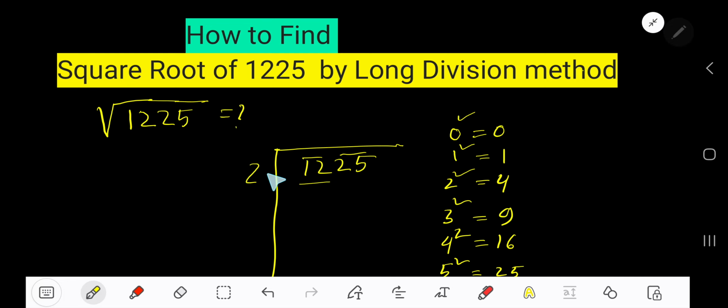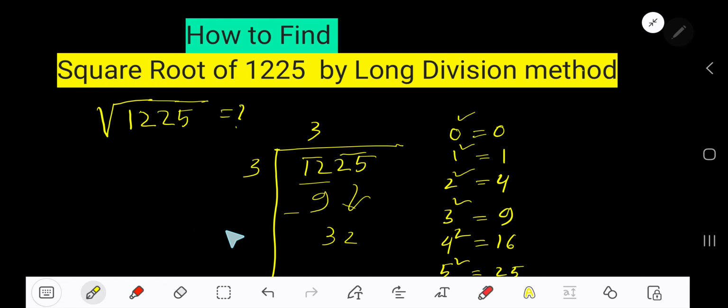You have to consider a number whose square will be equal to 12 or nearest to 12. If you place 4 here, then 4 squared equals 16, which is greater than 12. So you have to place a smaller number, 3. 3 squared equals 9. The same digit will come to the quotient side. 3 times 3 is 9. If you subtract, then you get 3. Bring down the next pair.